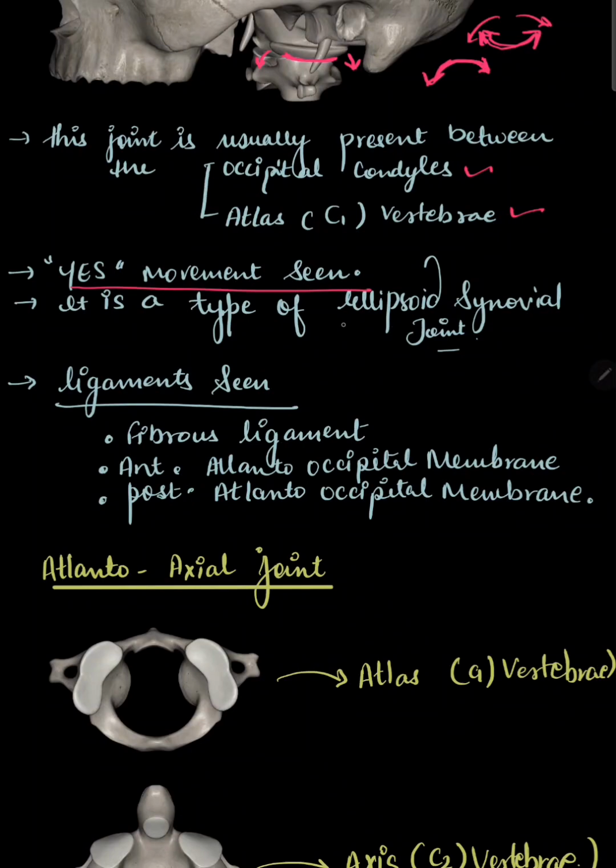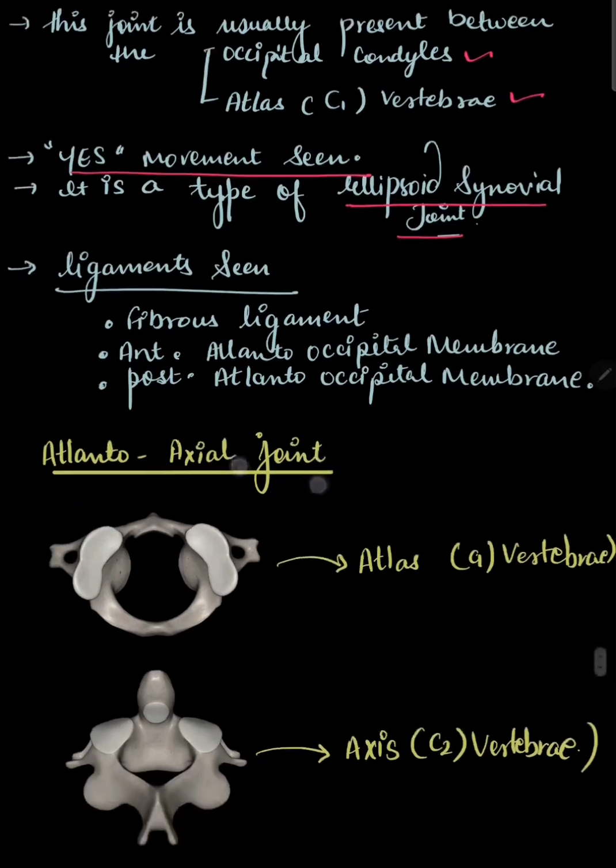Now this particular joint is an example of an ellipsoid synovial joint. What are the ligaments which are seen here? Remember, this is an evergreen ligament. The fibrous capsule is the evergreen capsule or ligament which is going to be seen. Other than that, you have, very easy, the anterior and posterior atlanto-occipital membrane. Is it very easy to remember? No, the anterior as well as the posterior atlanto-occipital membrane.